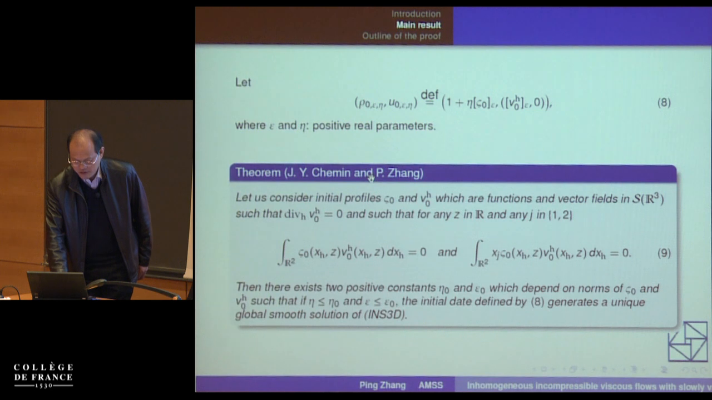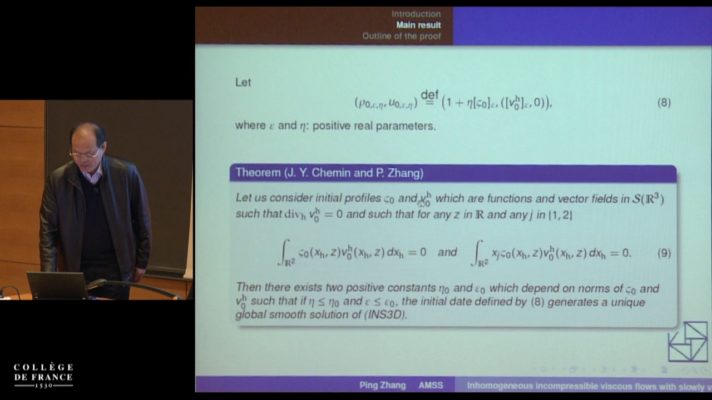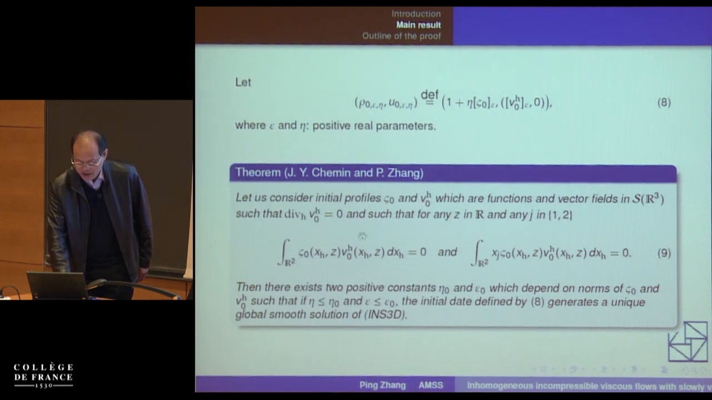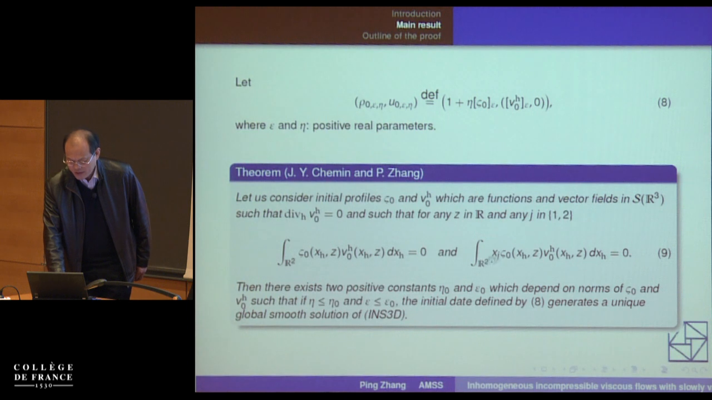For data like this, in joint work with Yang, we can prove, given initial profiles sigma 0, V0h, which are functions and vector fields in the Schwartz class, and with the horizontal divergence of the velocity field equal to 0. And moreover, for any z in R and j in 1, 2, the average of this sigma 0 times V0h equals 0. And moreover, we need the first momentum of this sigma 0, V0h to be 0.